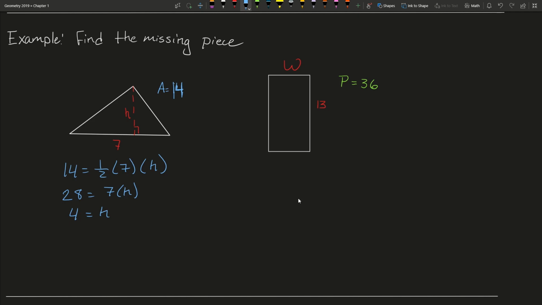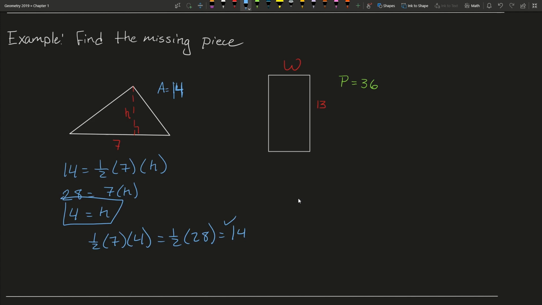We can check this by making sure our height times our base times 1/2 is 14. So 1/2 times 7 times 4 is equal to 1/2 times 28, which is equal to 14. So this works. So our height is 4.